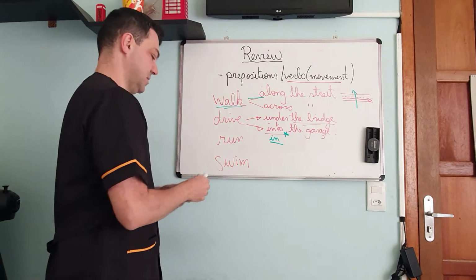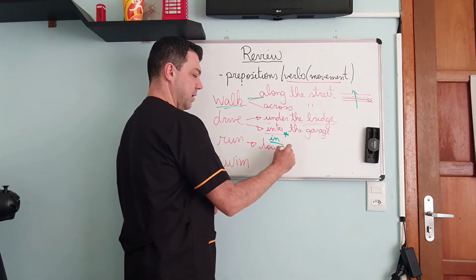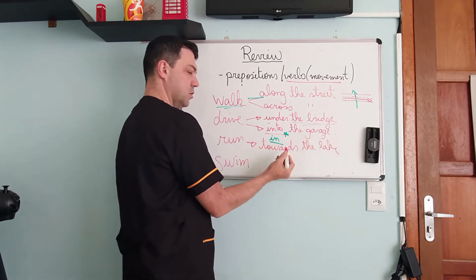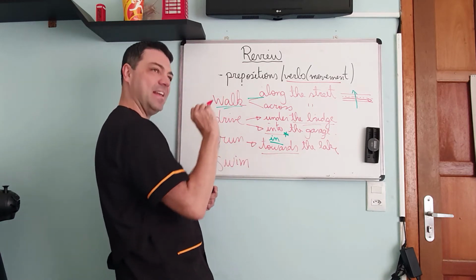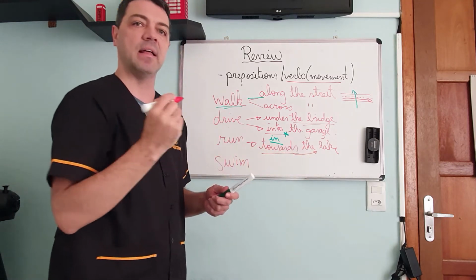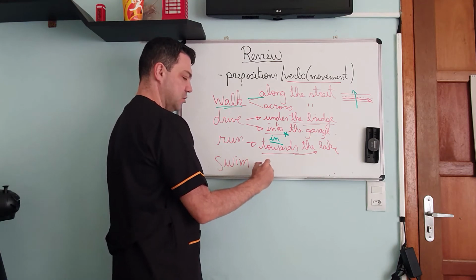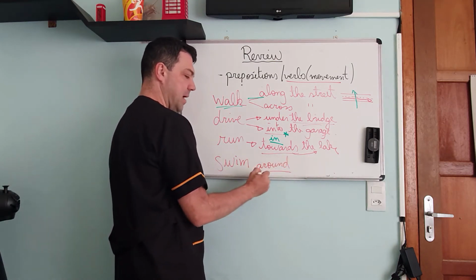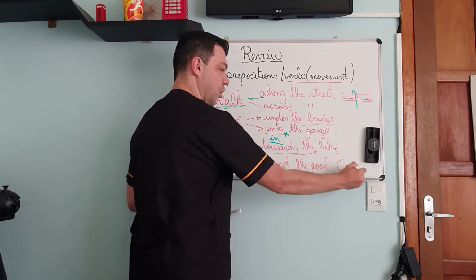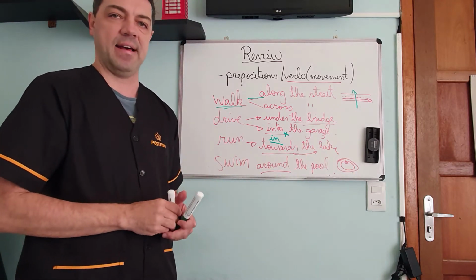That's the difference. Where can you run? Let me give you an example of a preposition only. Run towards the lake. So towards gives the idea of in direction to. You run in direction to the lake. That's the idea here. And finally, where can you swim? Just an example, you can swim around the pool. So you go around the pool. That's the movement it has.